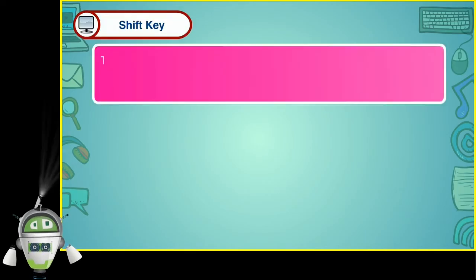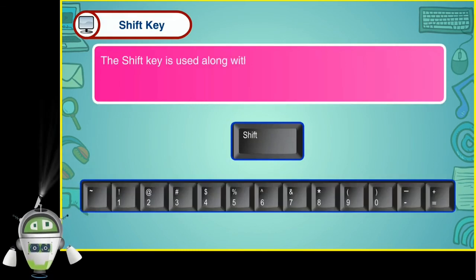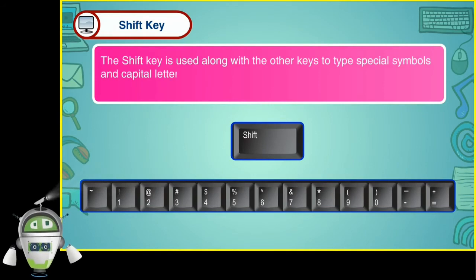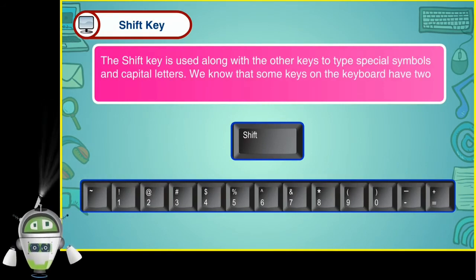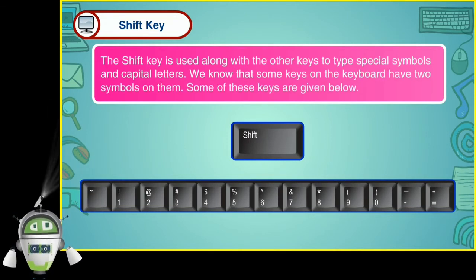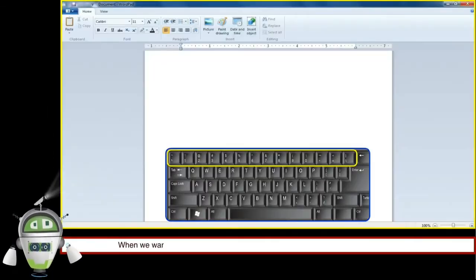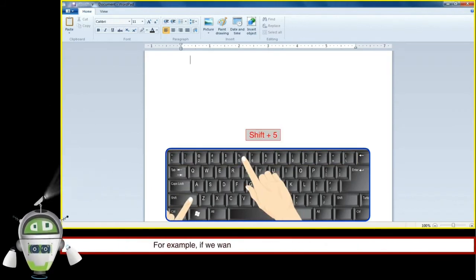Shift key. The shift key is used along with the other keys to type special symbols and capital letters. We know that some keys on the keyboard have two symbols on them. Some of these keys are given below. When we want to type the upper symbol, we have to press the shift key along with that key.